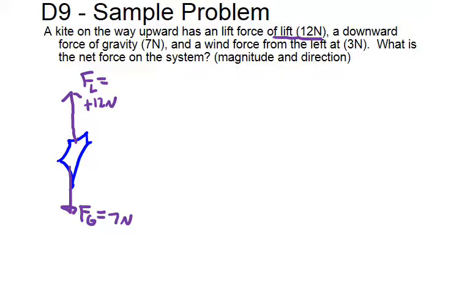We've got the force of gravity, which is 7 newtons down here, which will be a negative, and we'll talk about that. And then we've got a force from the left to the right, so force of the wind.